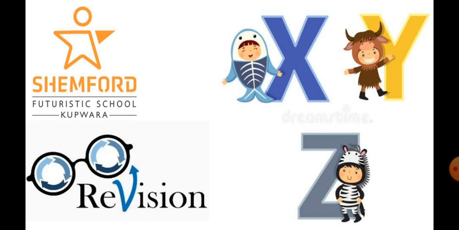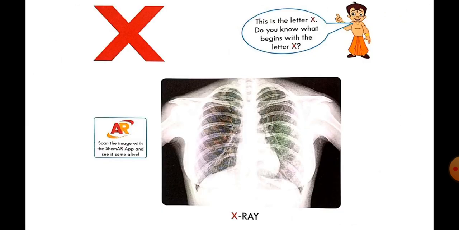So today we will revise our capital letters X, Y and Z. So here we go. Look at this picture. This is the letter X. Now we will pronounce it with its phonic sound. So guys, sing with me, all of you.